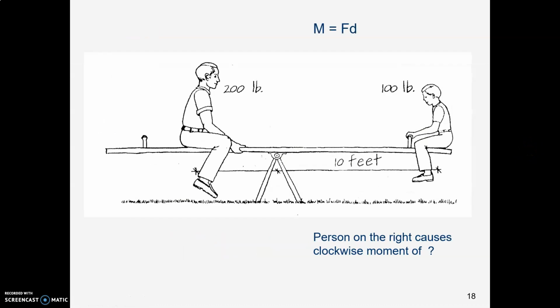Now, could we figure out, if we put a bigger person on the teeter-totter, how far away from the pivot point they would have to be in order to have this teeter-totter balance? So if the person on the right causes a negative moment of 1,000 foot-pounds, you need a positive 1,000 foot-pounds on the left in order to balance. So if this person weighs 200 pounds, how many feet do we need to make 1,000 foot-pounds? Looks like we need 5 feet.